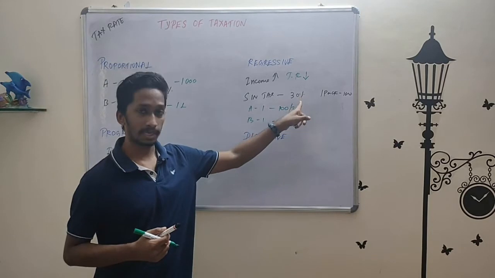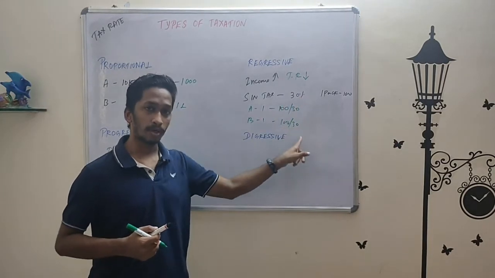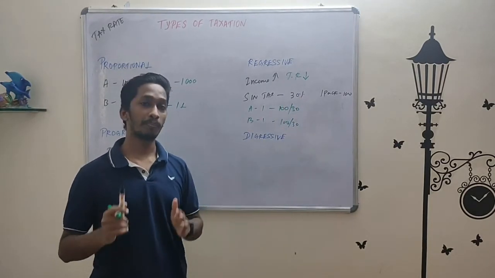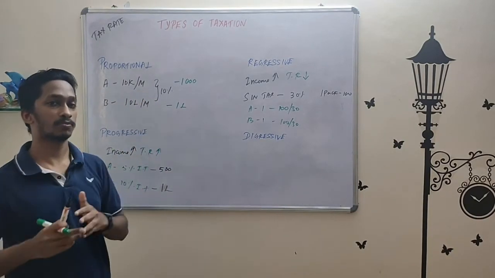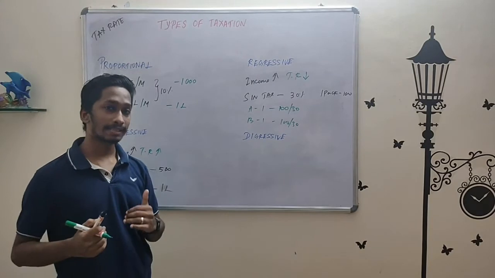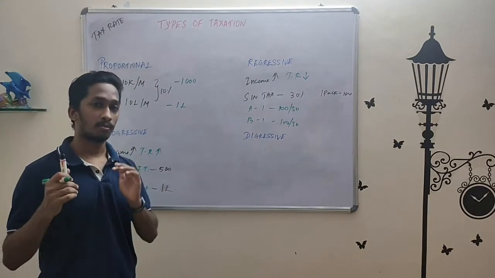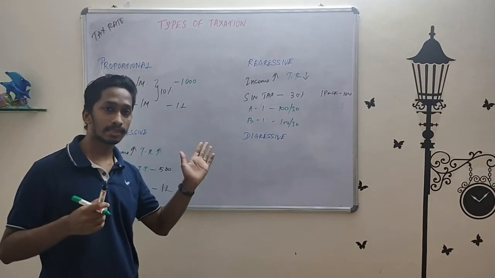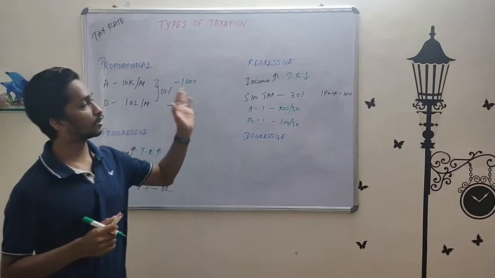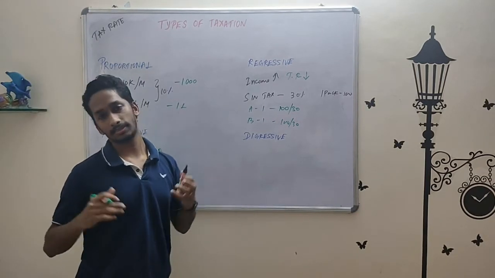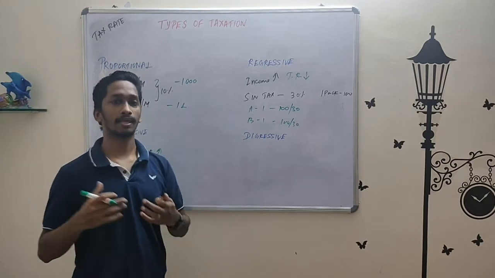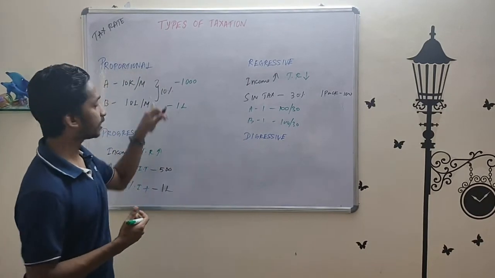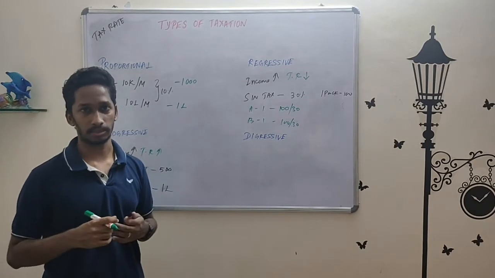Even though they are paying the same tax, they are buying the same product in the same quantity. Who pays more in taxes? A is paying more in taxes with respect to his income. B is paying less in taxes with respect to his income. But A is earning less, B is earning more. That is your regressive taxation. GST is said to be a regressive taxation because the poor pay more in taxes than the rich as part of the income with reference to the income percentage.